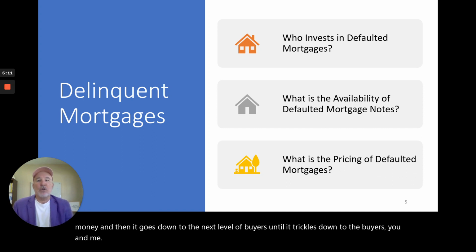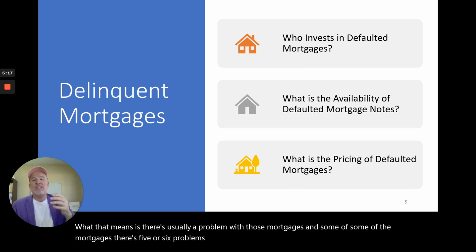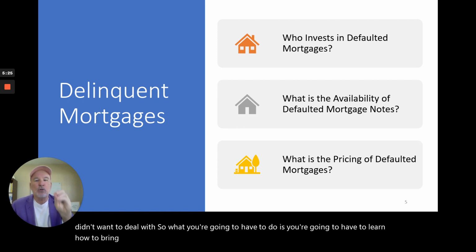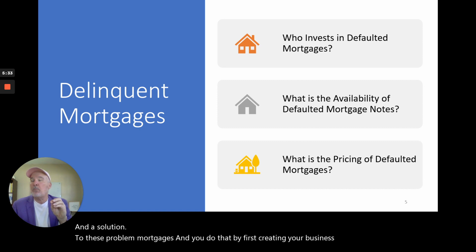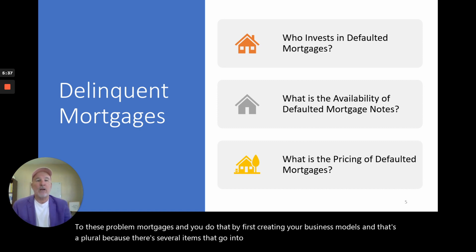What that means is there's usually a problem with those mortgages, and some of the mortgages have 5 or 6 problems that all the previous guys that looked at these loans didn't want to deal with. So what you're going to have to do is learn how to bring value and a solution to these problem mortgages. And you do that by first creating your business models. And that's a plural because there's several items that go into those models. We'll talk about that another day.